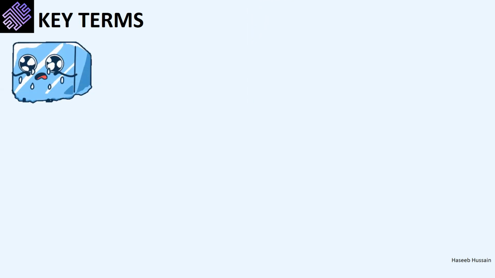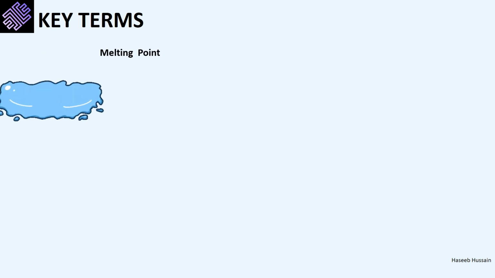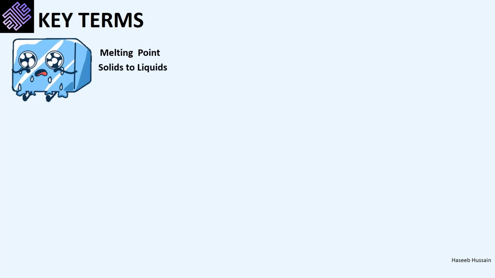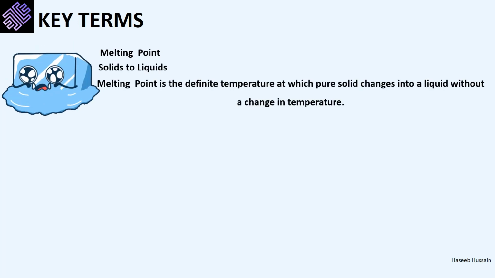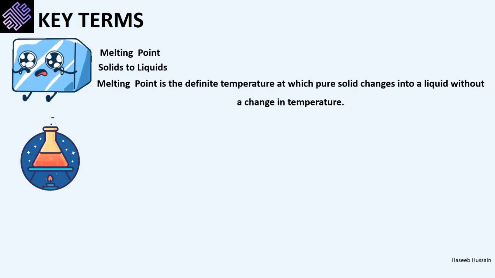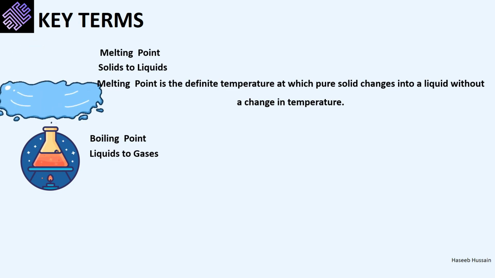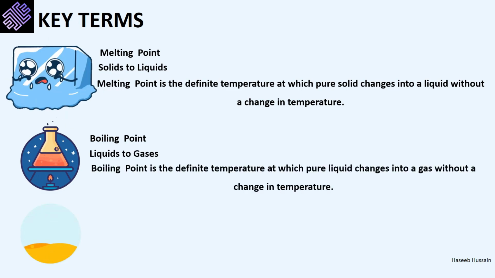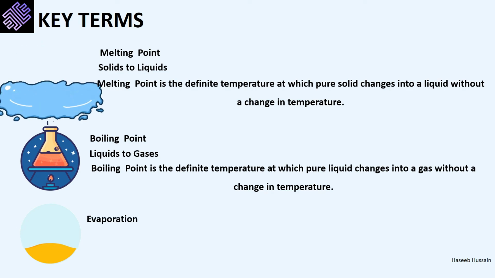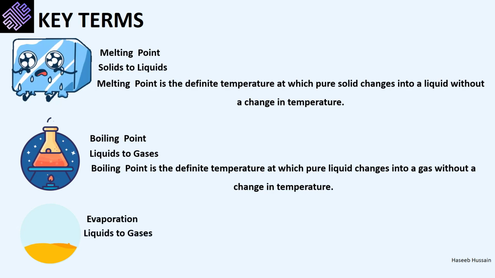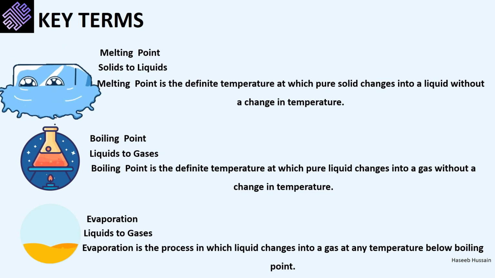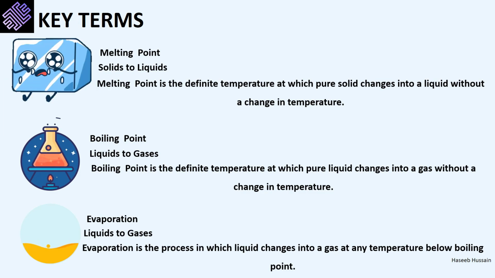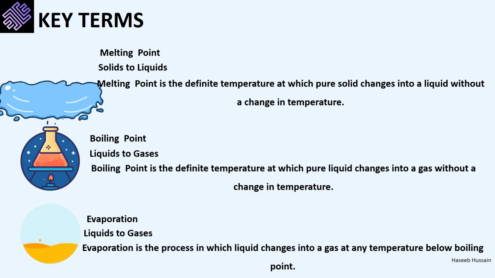In your syllabus, we need to know certain definitions. Melting point, the definite temperature at which a solid changes into a liquid at constant temperature. Boiling point, the definite temperature at which a liquid changes into a gas at constant temperature. Evaporation, the process in which a liquid changes into a gas at any temperature below boiling point. I am confident you have encountered these terms in your earlier studies as well.